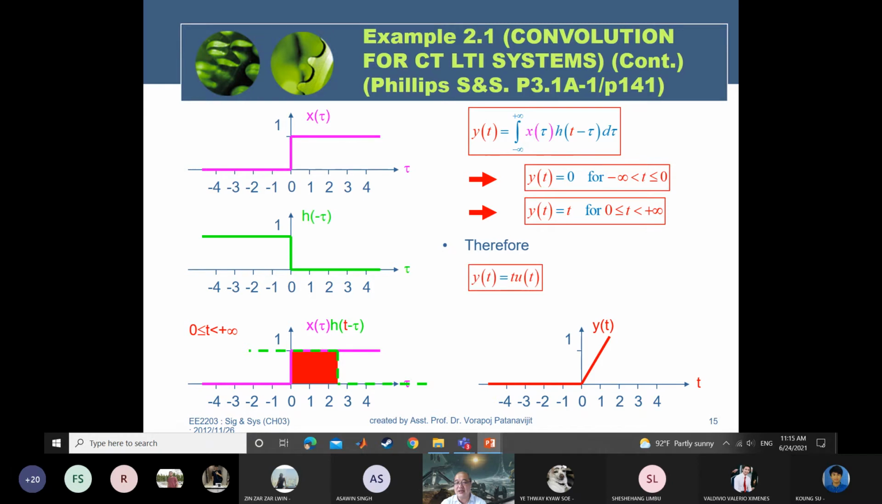Next step, don't forget that in the previous lecture I taught you how to write the mathematics to express the graphical signal. Now the graphical signal is here. We merge them to be a single closed-form equation, y(t) equals t u(t).